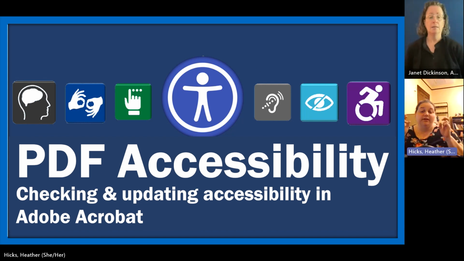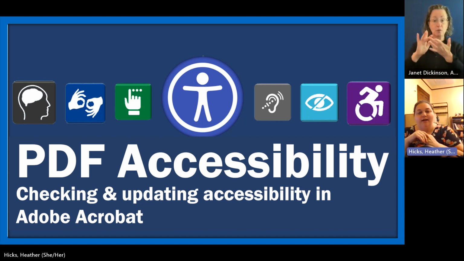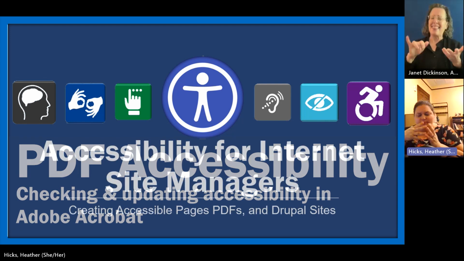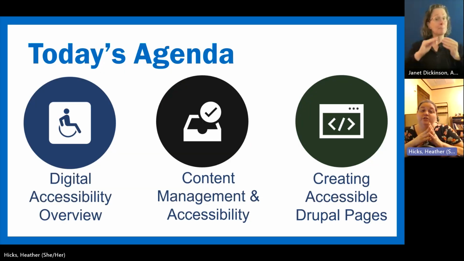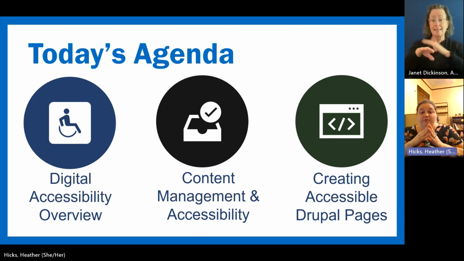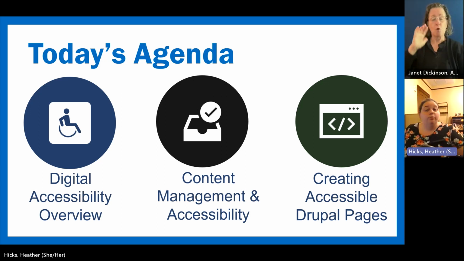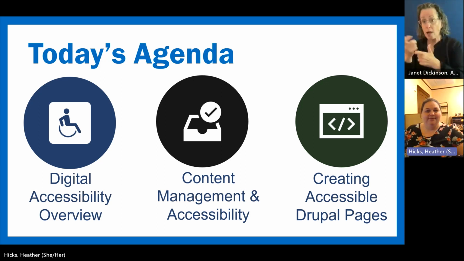So this is PDF accessibility, checking and updating accessibility in Adobe Acrobat. Our agenda. So we're going to talk about digital accessibility, and then we're going to talk about content management and accessibility, which mostly means our files and our documents that we're posting or sharing around the agency or whatever the situation is. So the bulk of it's going to be on PDF. So welcome, and I think we'll get started.